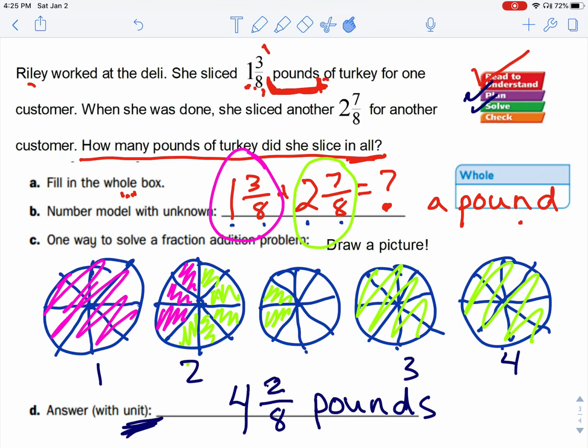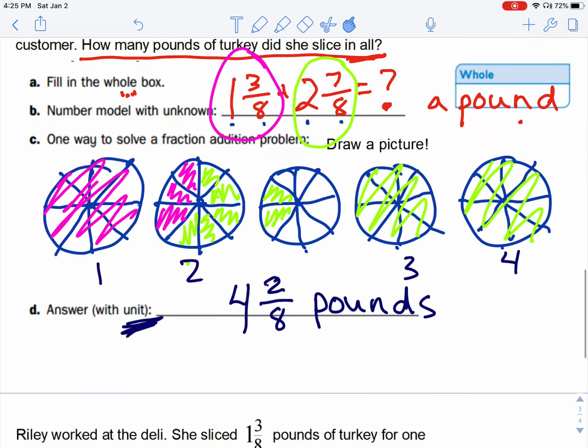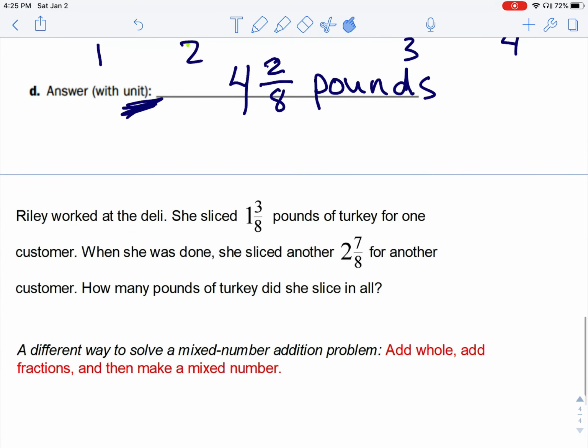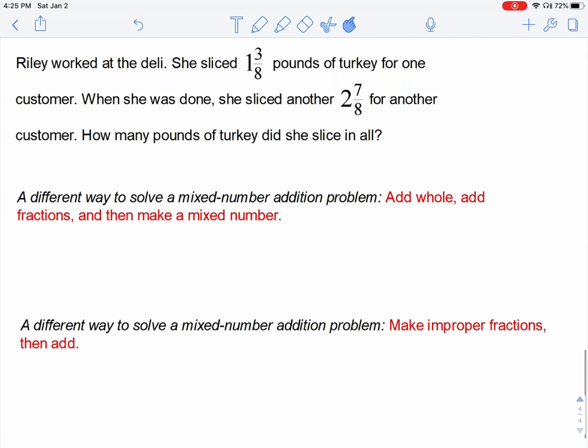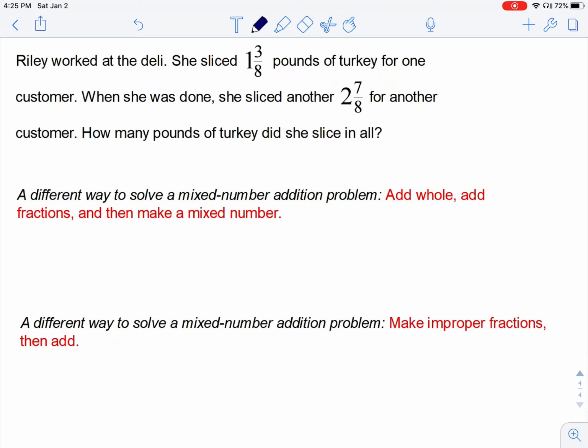Now we're going to look at two strategies for this problem that are shortcut ways. So keep that in mind that we've now seen the answer is going to be 4 and 2/8 pounds. We're going to do the same problem, but I'm going to teach you two shortcut ways. So I'm not going to read it again since we just did it, but remember, how many pounds did she slice in all? We're thinking of this equation. 1 and 3/8 plus 2 and 7/8.